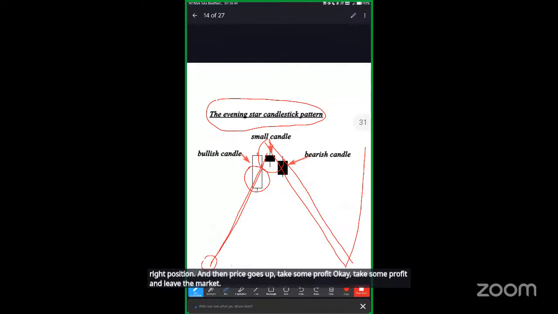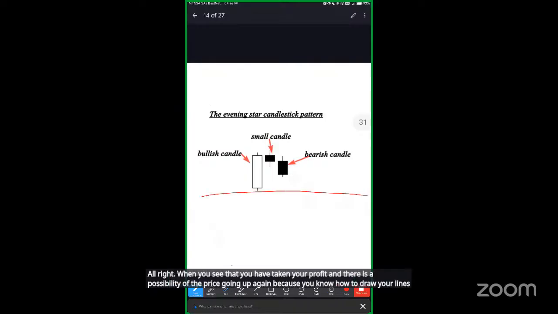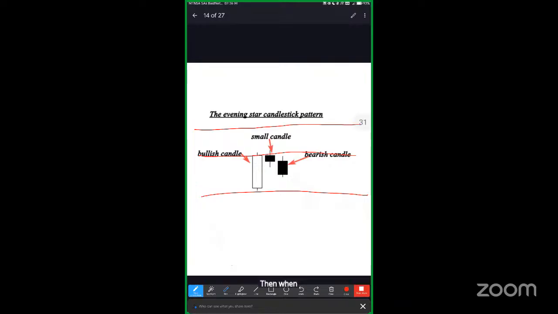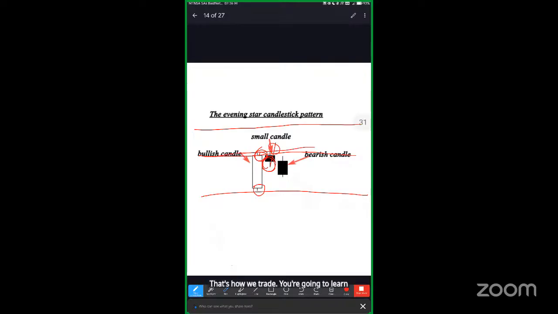When you see that you have taken your profit and there is a possibility of the price going up again, because you know how to draw your lines of support and resistance, and you are also reading the candles, then when you enter here, you exit here, you wait. If another candle is going to develop from here to break this line and close above here, that's how we trade. You're going to learn these things in the process. How to trade a rising market without fear.